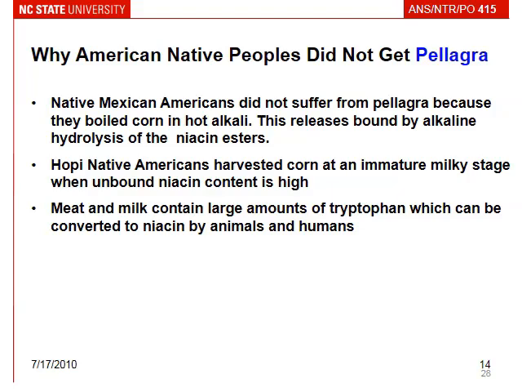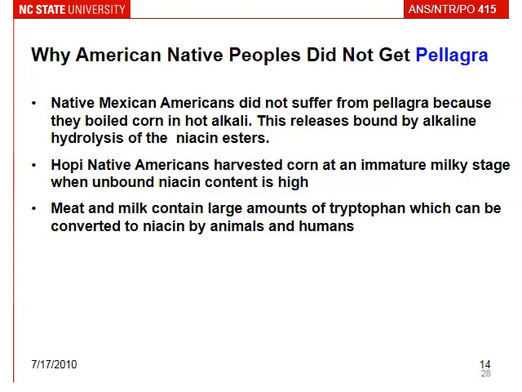So here's a summary as to why Native Americans did not get pellagra. They basically boiled their corn in lime or hot alkali solution, and that actually hydrolyzed the niacin esters and made it more available. So that's why they never got pellagra.